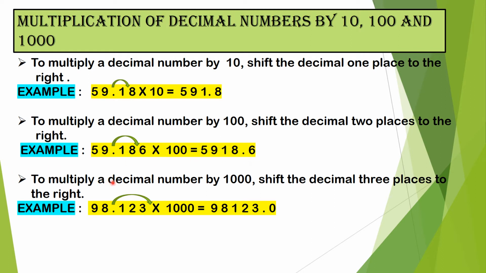Now to multiply a decimal number by 1000, 1000 has three zeros, shift the decimal three places to the right. So the number is 98.123 into 1000. So the answer will be what? You are shifting three places to the right. So 98123. There is no number after this, so you are just putting a zero after the decimal. So 98,123.0 will be the answer.